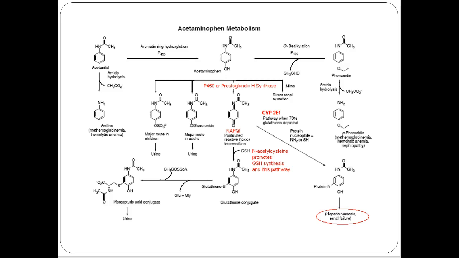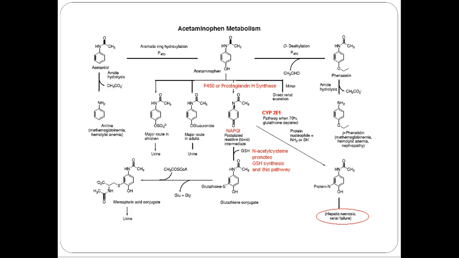Tylenol or acetaminophen has actually kind of an interesting metabolic pathway. Super common, everyone takes Tylenol at some point in their life. Tylenol works through a couple different metabolic pathways. Again, you got P450 pathways here. You've got a P450 or prostaglandin H synthase. I don't care that you know that. But anyway, the P450 is going to modulate Tylenol or acetaminophen into a couple different products. There's this one mediator called NAPQI, which is then metabolized by glucuronidation and ultimately excreted.